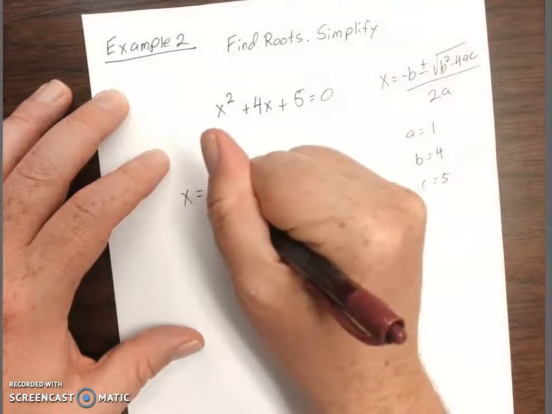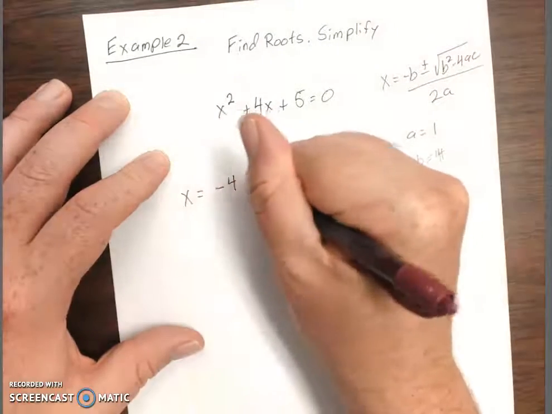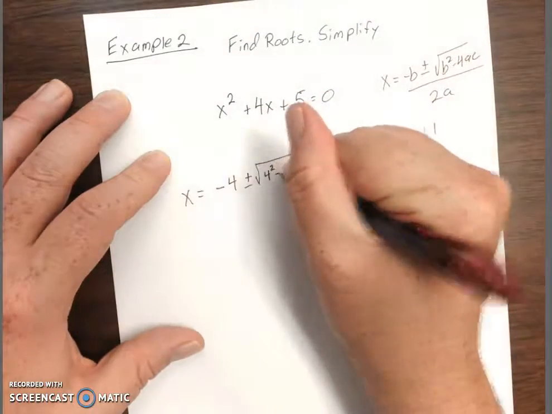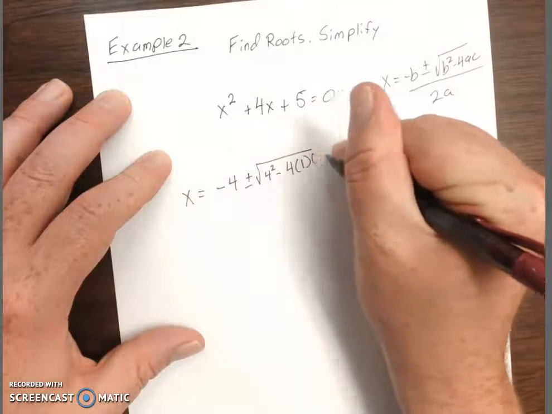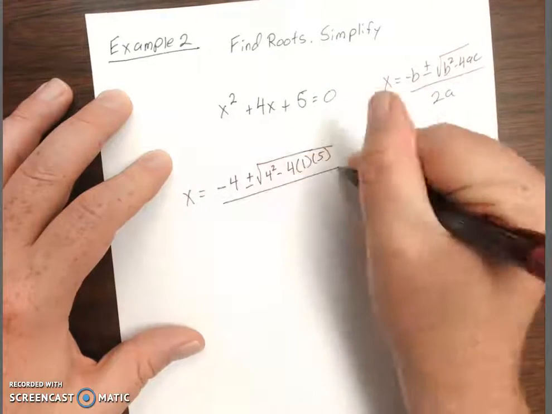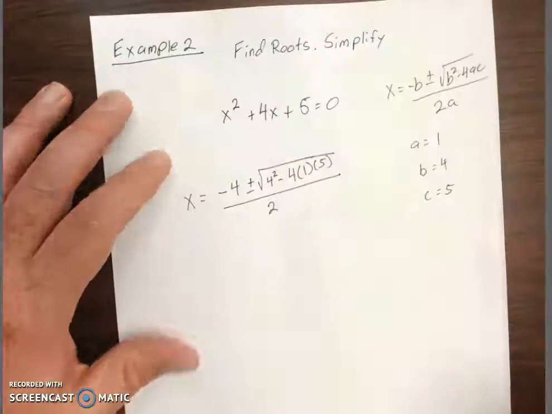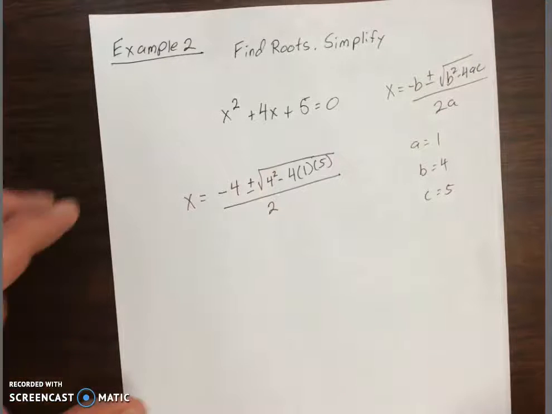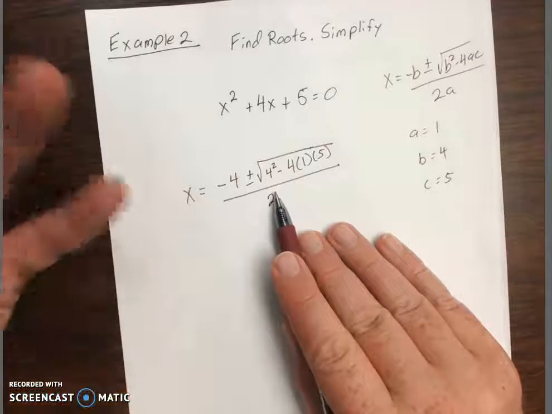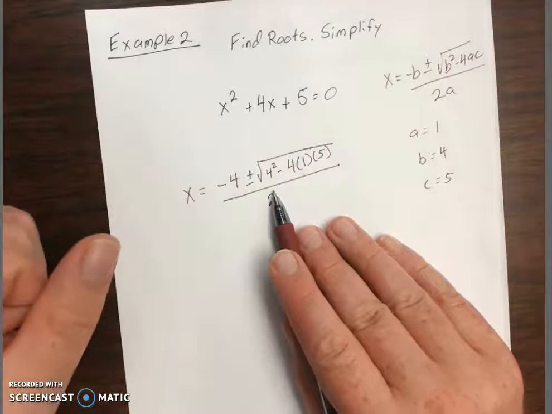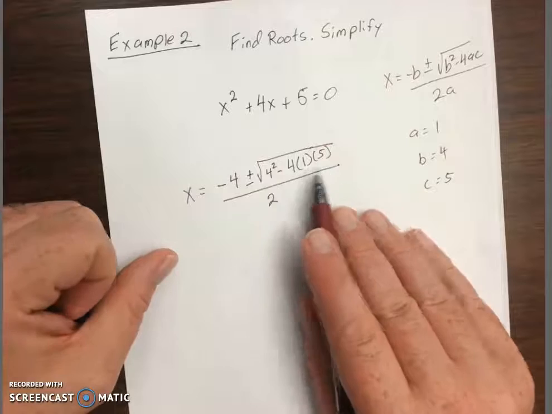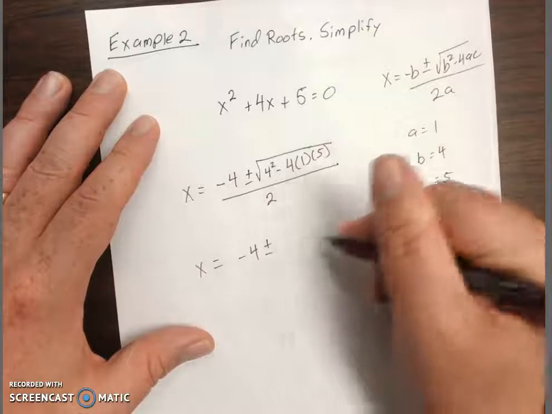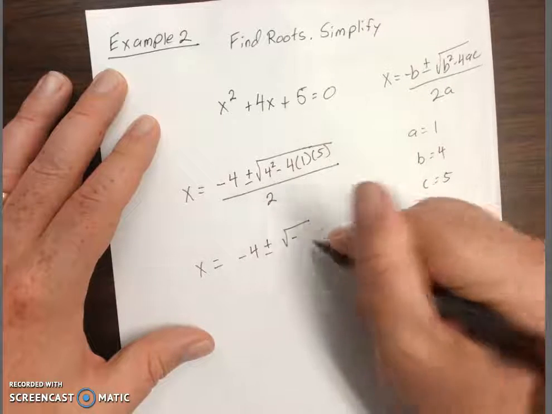X equals minus b plus or minus the square root of b squared minus 4ac. And that's all over 2 times a. A is 1, so I'm not going to write it this time. 2 times 1 is just 2. Inside, again, use a calculator if you want to. 4 squared is 16. 4 times 5 is 20. 16 minus 20 would give me the square root of -4.